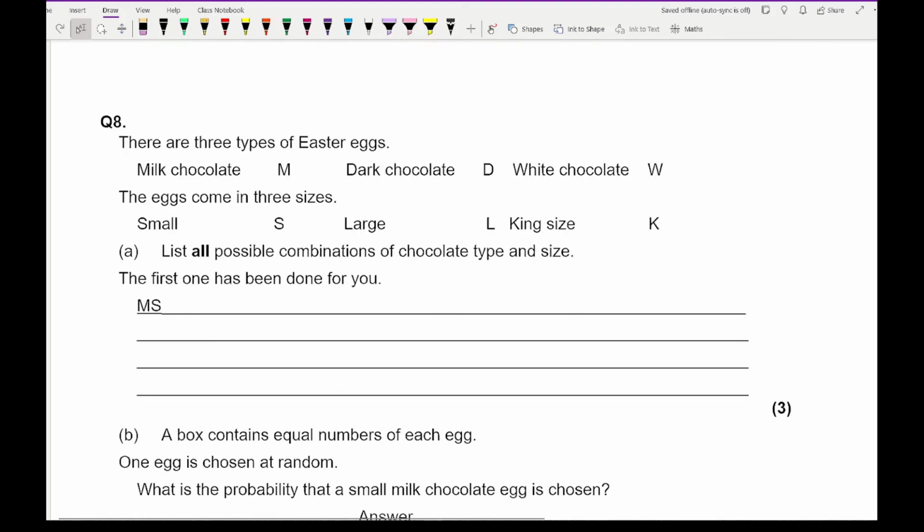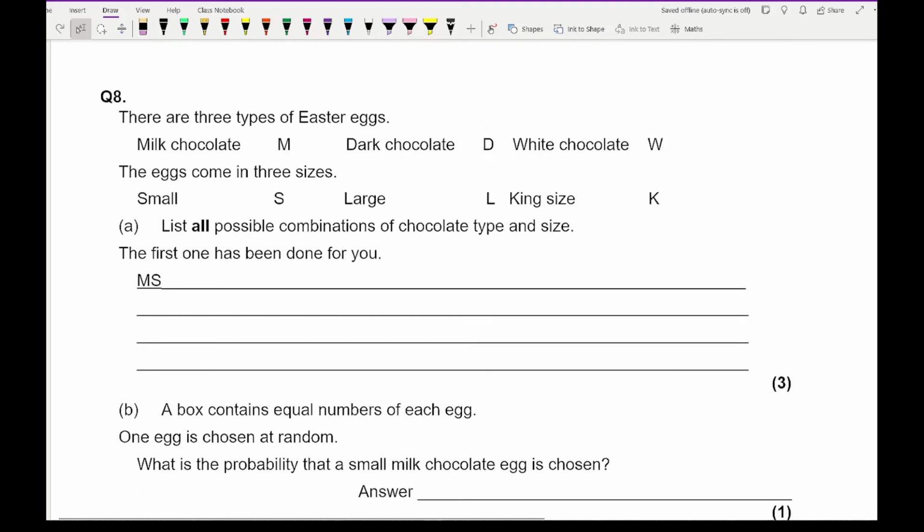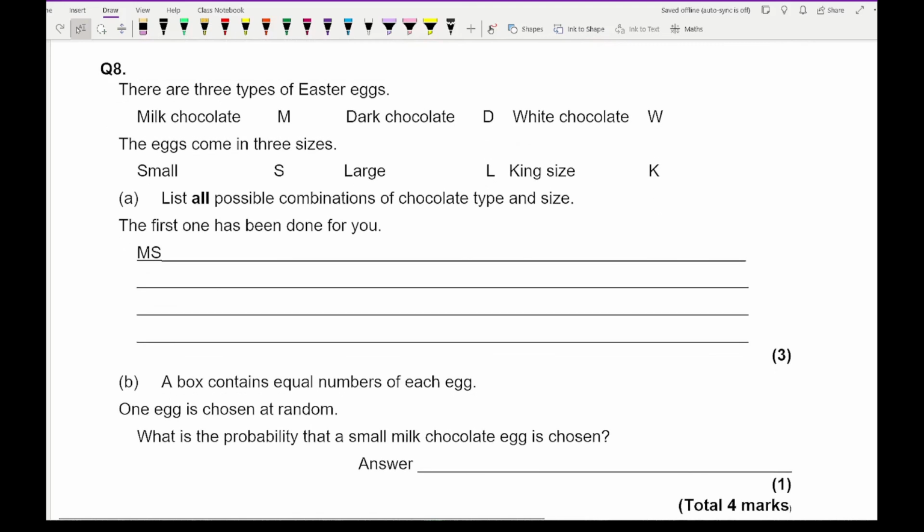Moving on to question 8, it says that there are 3 types of Easter eggs, so you can get milk, dark or white chocolate, and eggs come in 3 different sizes: small, large or king size. List all the possible options that we could have.